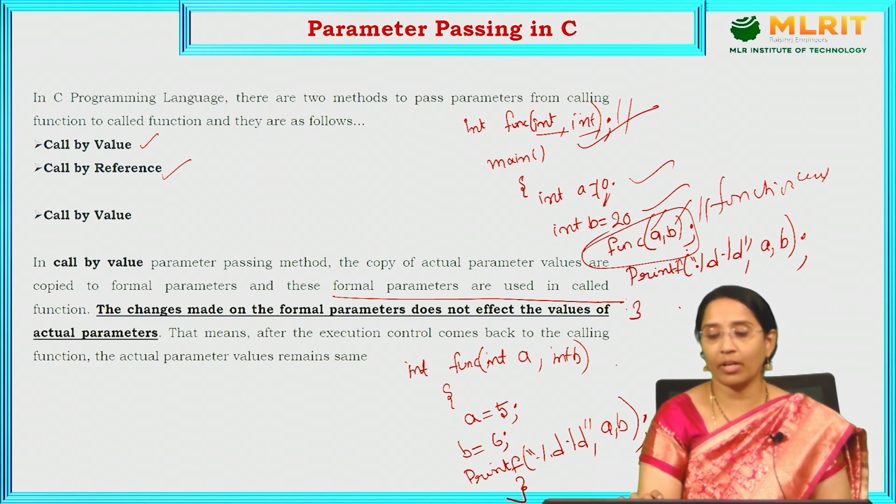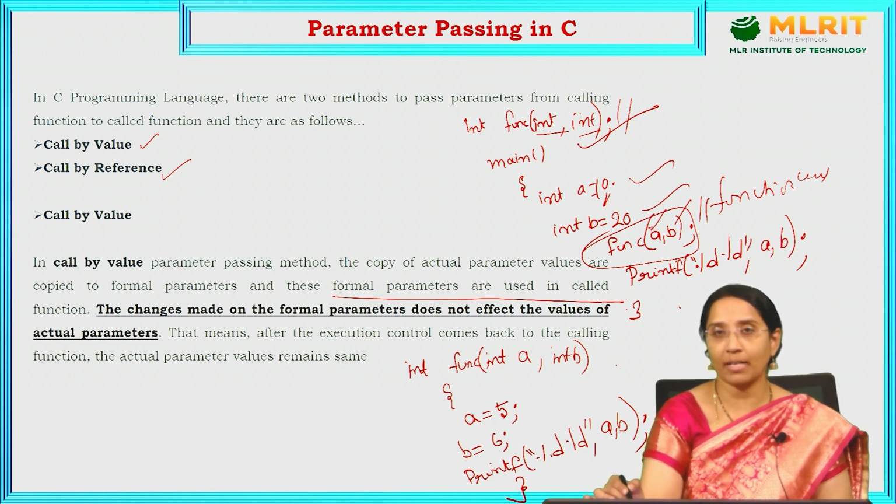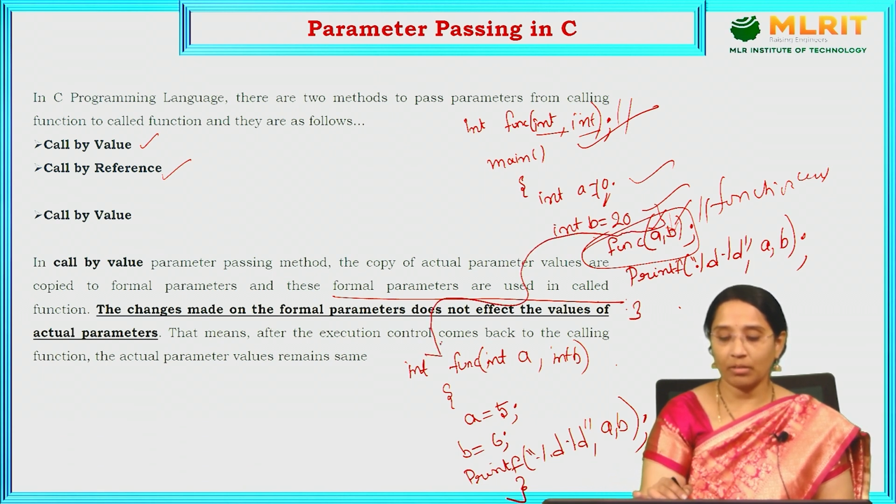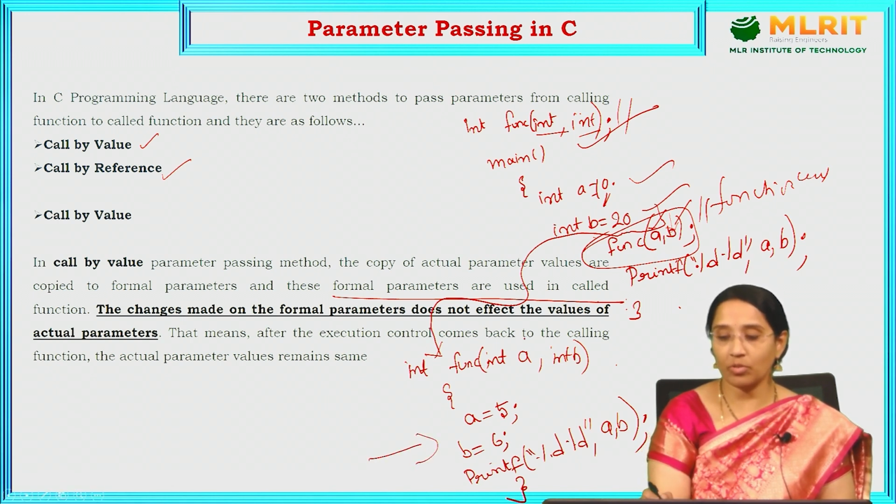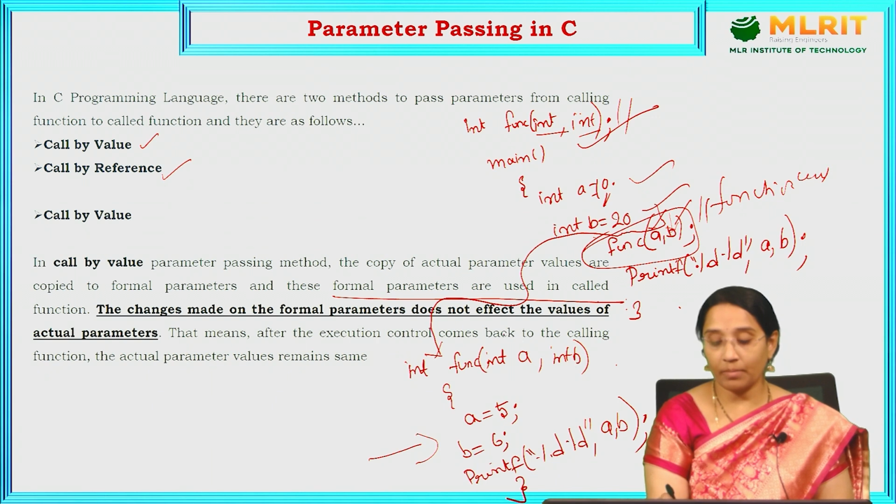So here I have taken two variables a and b, and I have passed those parameters here. Now this is the function call. Whenever the function call is initiated, the control will jump from the calling function to the called function. This is your called function. So int func, those values will be copied here.